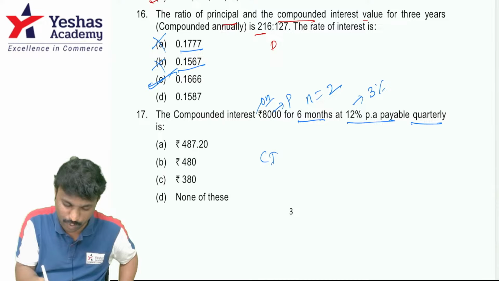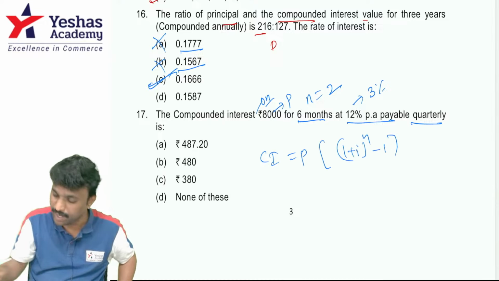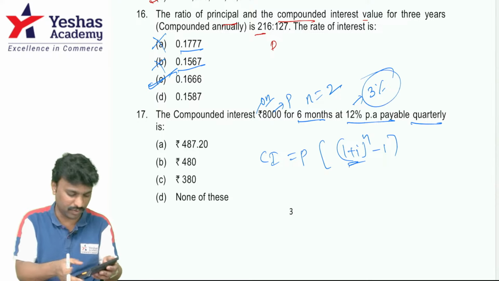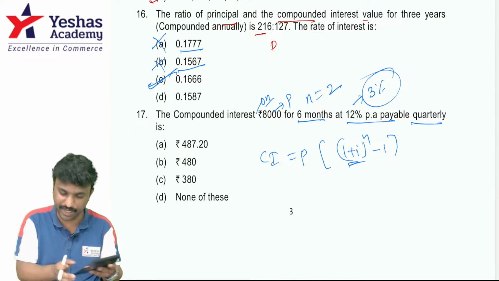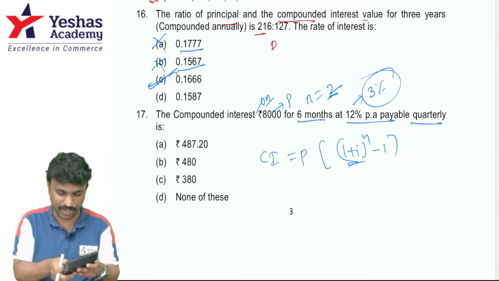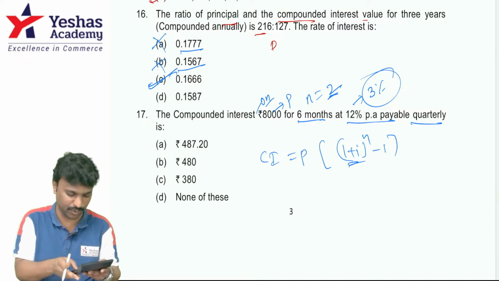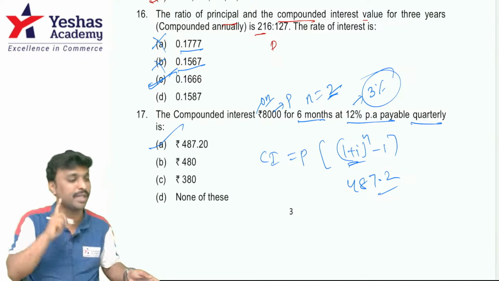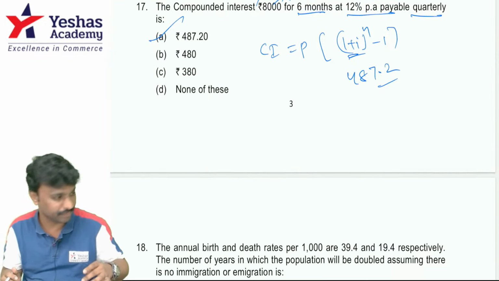So now the CI formula is P into (1 plus i) whole power n minus 1. Take your calculator. 1 plus, what is the i value? 3, press a percentage, press into and equal to only once because the power is 2, minus 1 into principal, which is 8,000. That fetches us 487.2. Option A is the right answer.